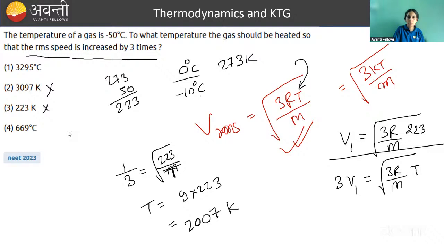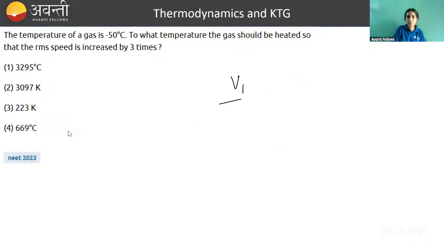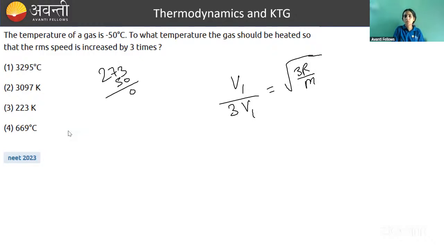Yes, Punit. 3568 Kelvin you will be getting for temperature of plus 50 degrees centigrade, right? So maybe there is a printing mistake, I guess. So what you people are saying, according to that, 3V1 is equal to root under 3R by M into temperature. If it is plus 50, then 273 plus 50. So you will be getting, sorry, this is 3 and this is 323, right? So this is 323, if I'm not wrong.